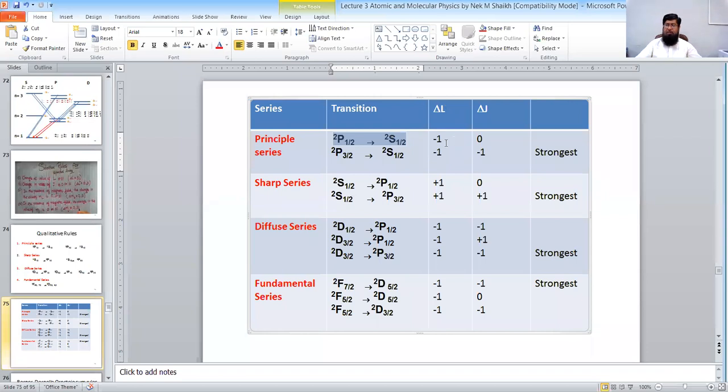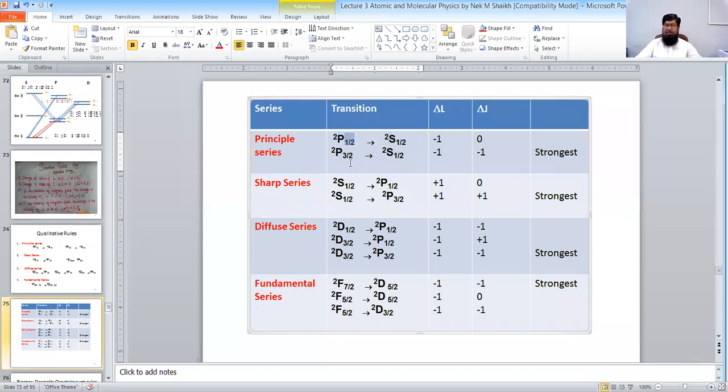If you look at the upper one first, the delta L is -1, because this is s, for s it is 0, and this is p, so 0 minus 1 is equal to -1. Similarly, we look at delta j. Here j is equal to 1/2, here j is equal to 1/2. So this gives you 0. So delta L is equal to -1, delta j is equal to 0.